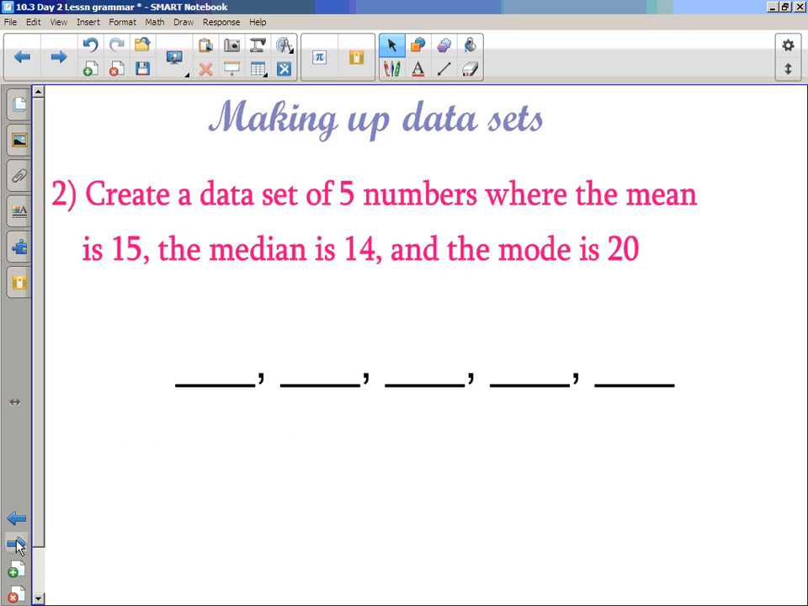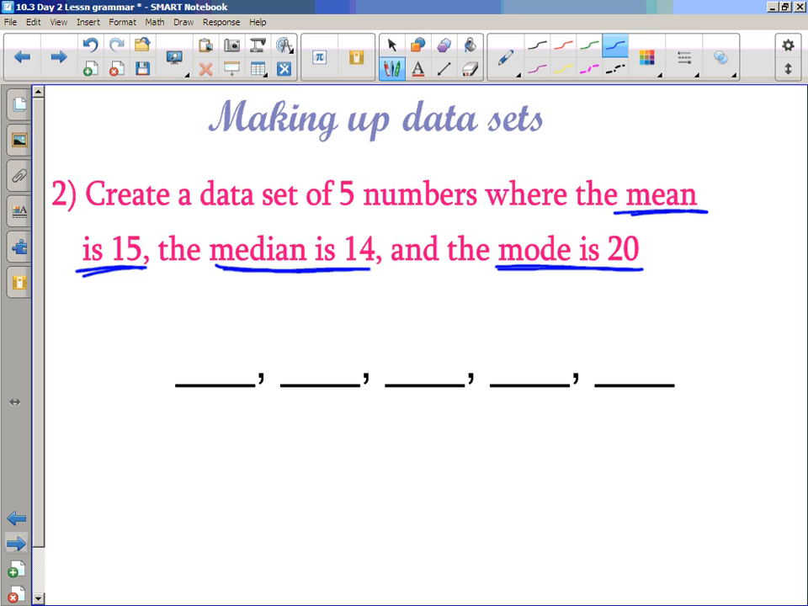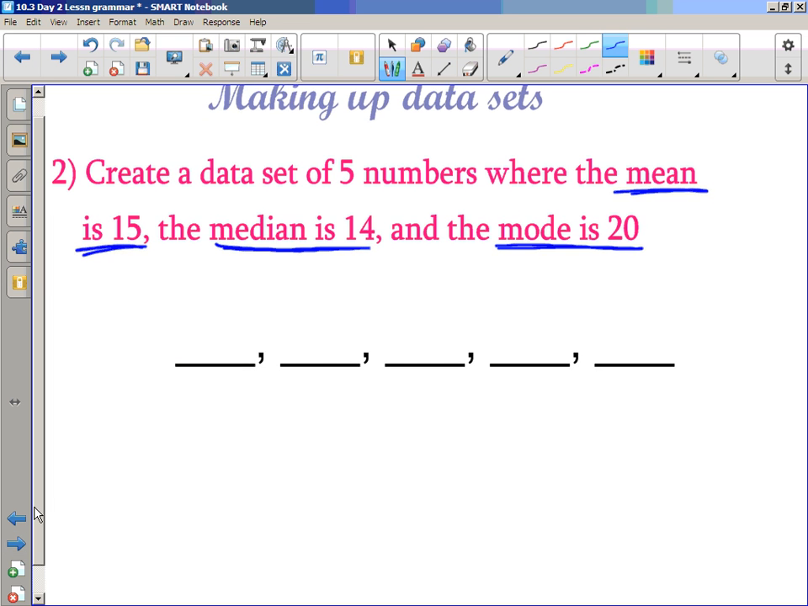So let's try one more. It might be a little bit harder. It says now we have 5 numbers where the mean is 15. So the most difficult thing when you get a data set is that the mean, if the mean is given, it's a little bit more difficult. It tells us the median is 14 and the mode is 20. So this one is a lot harder actually. So see if you can figure out one number in here.